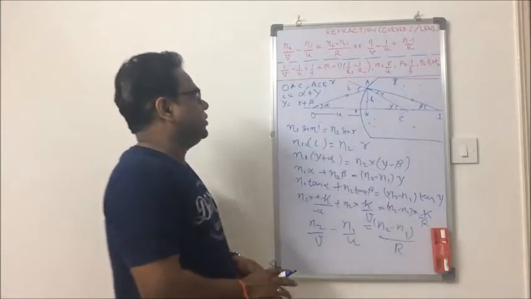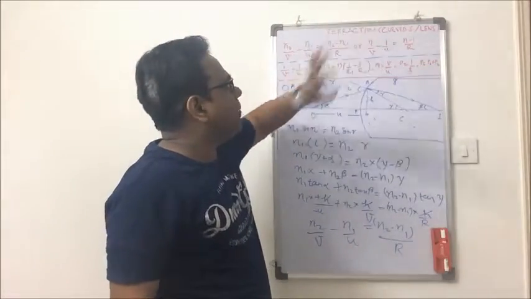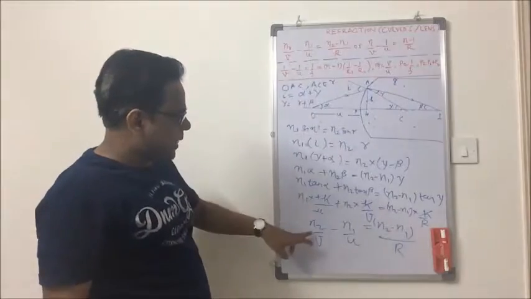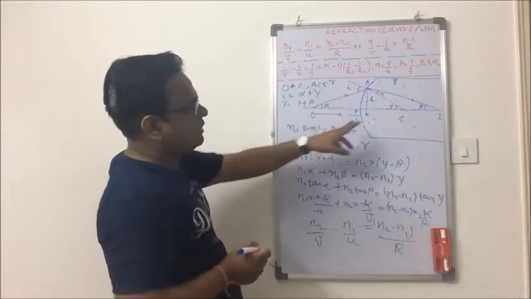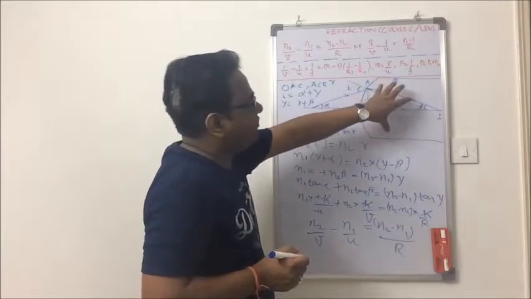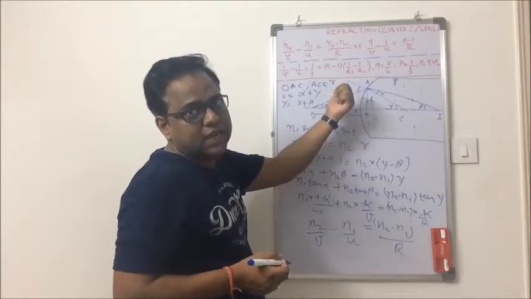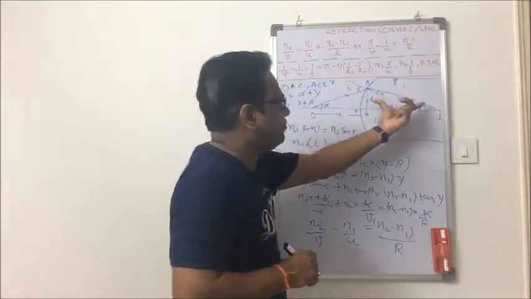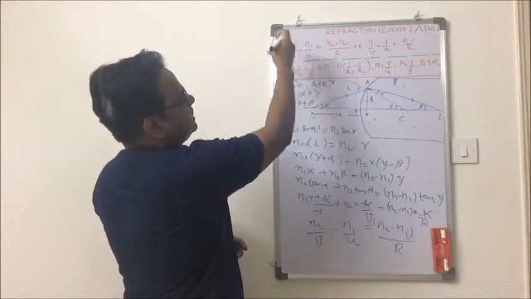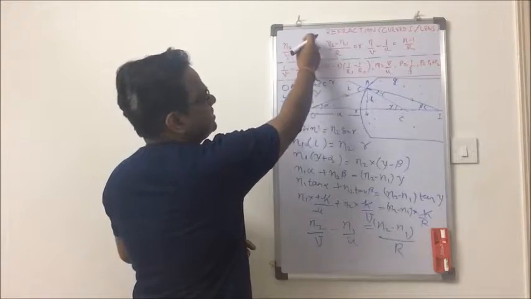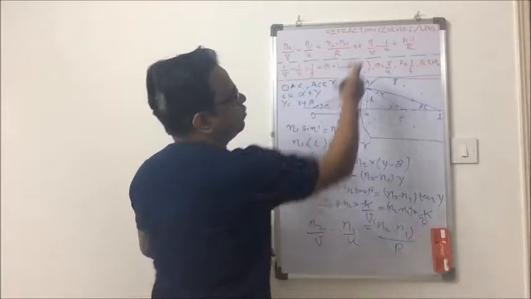Okay, so we reach this formula which I have written at the top, and if you divide by N1, then N2 by N1 is nothing but the refractive index of this material with respect to this. If it is air, then N2 becomes the refractive index of this. So this whole formula becomes n by v, minus this becomes 1 by u, and this becomes n minus 1 divided by R.